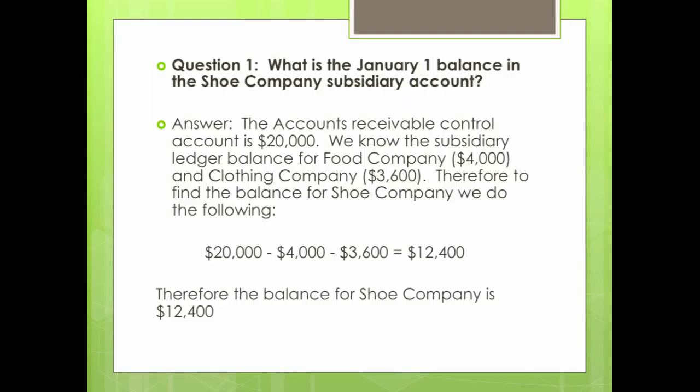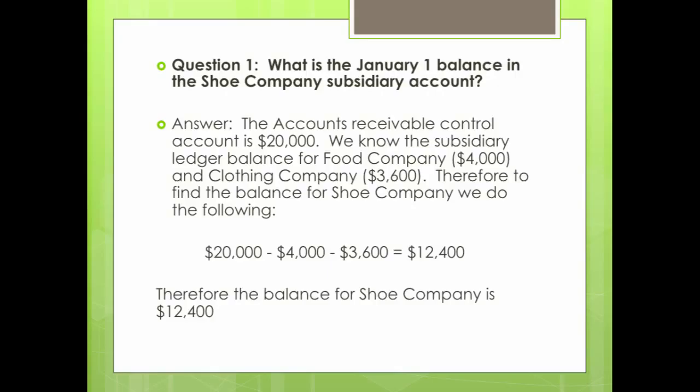Well, here's the answer, and I try to do it as detailed as possible so you can refer back to it when you do your homework. The accounts receivable control account in its entirety for all three companies is $20,000. That was given to us early in the problem. And we know that the subsidiary ledger balance for the food company is $4,000 and the clothing company is $3,600.